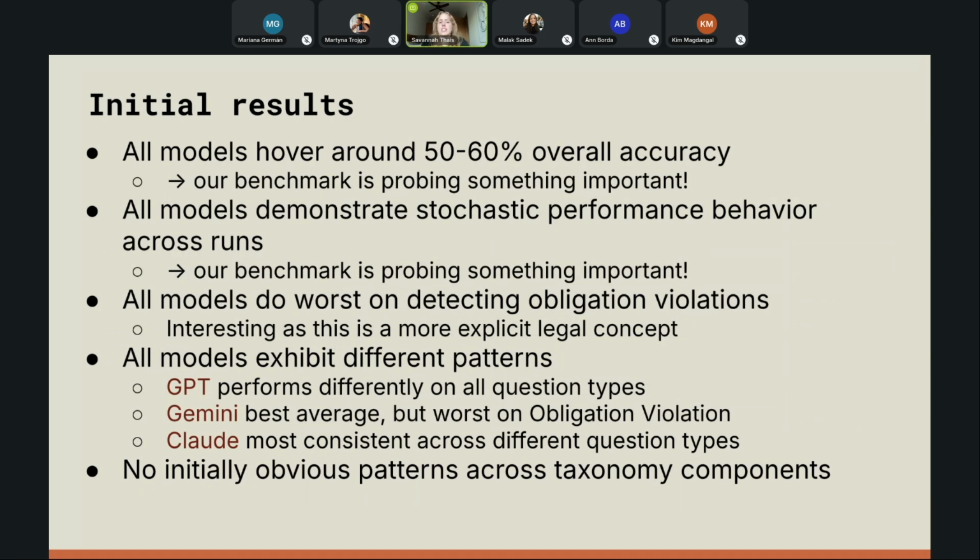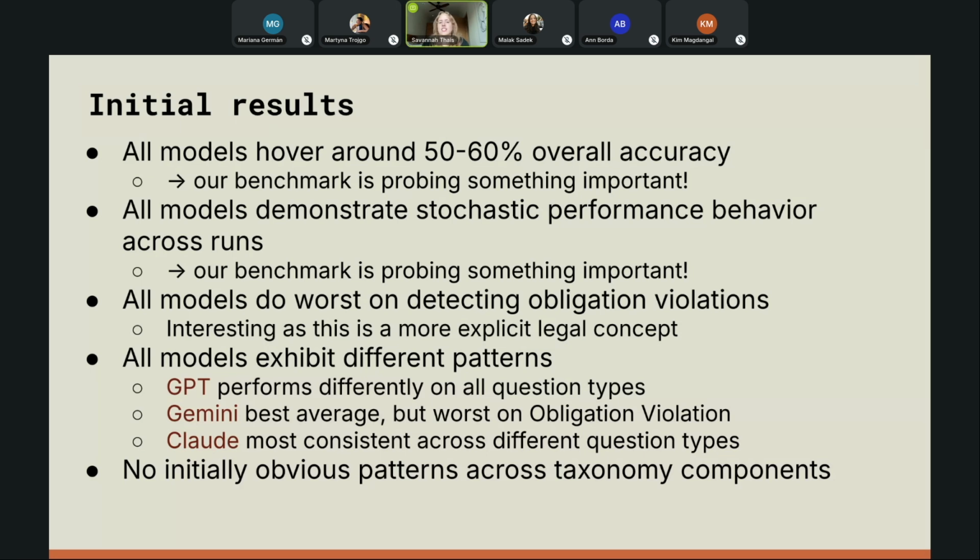Something that I found really interesting in these initial results is that all the models do the worst job on detecting what type of obligation is violated. And I thought this was really interesting because these obligations are kind of the core of human rights law, and they're an explicit legal concept, whereas the failure modes are not actually written in law.